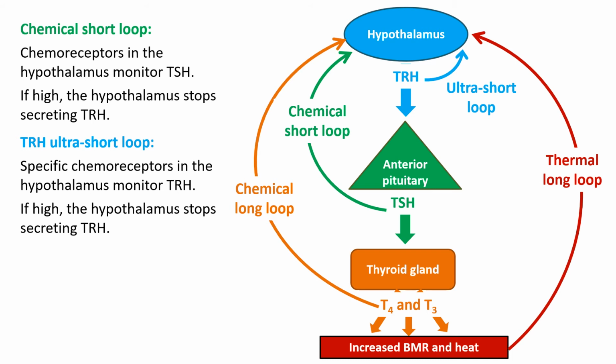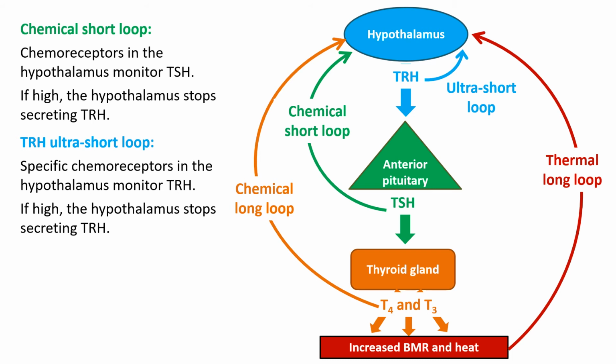The TRH ultra short loop is about specific chemoreceptors, again in the hypothalamus, and these are monitoring the levels of its own hormone. So we have chemoreceptors in the hypothalamus that will bind TRH that is produced by the hypothalamus. It's a bit like an autocrine action in cells. So if TRH levels are high, lots of these chemoreceptors will be bound. And of course, the hypothalamus will stop secreting TRH again.